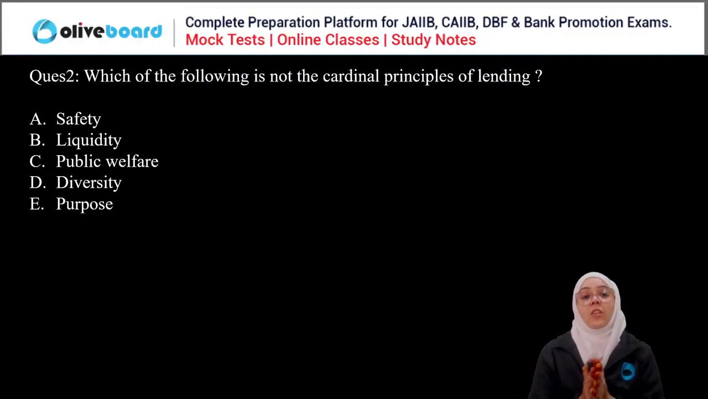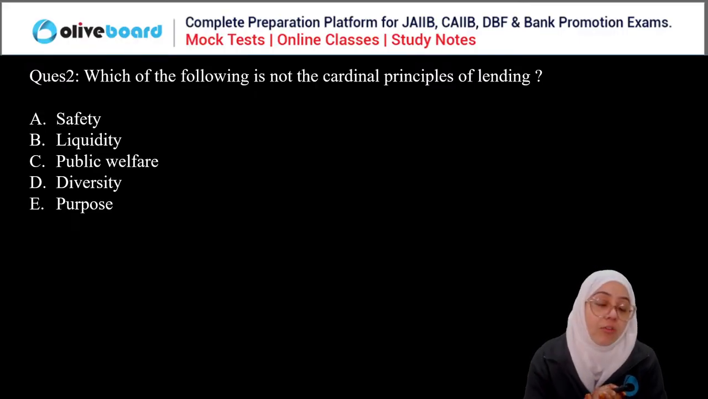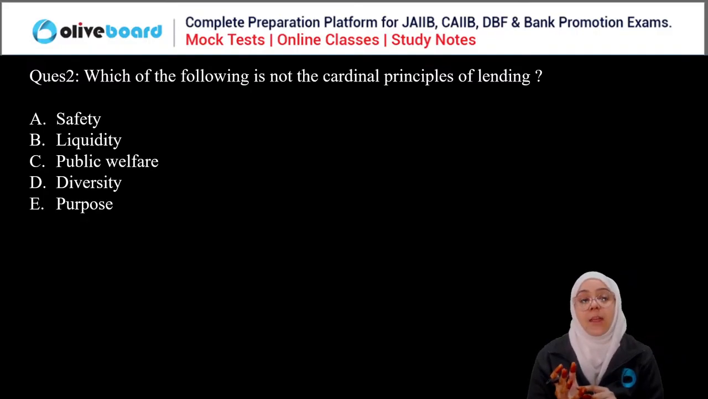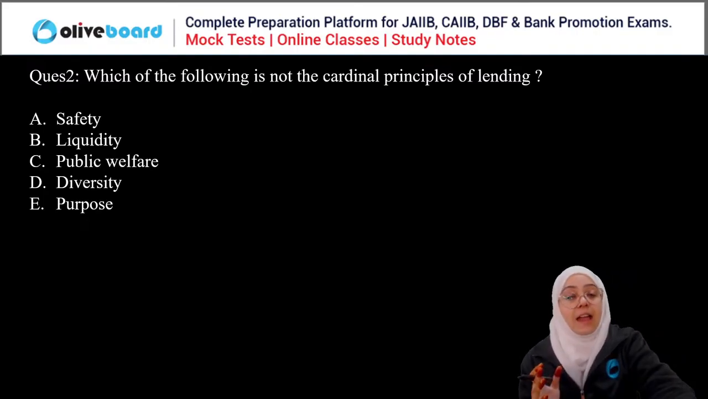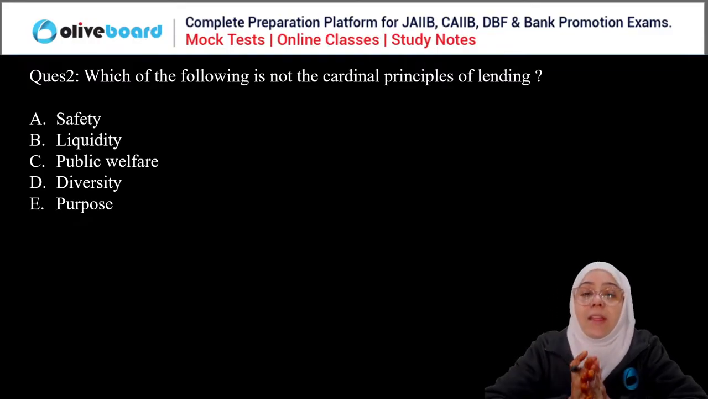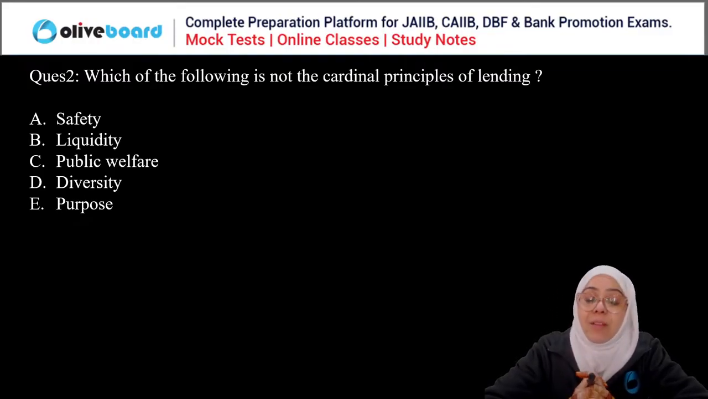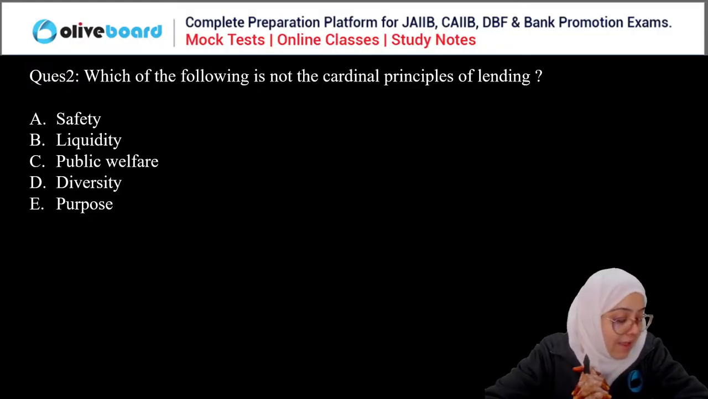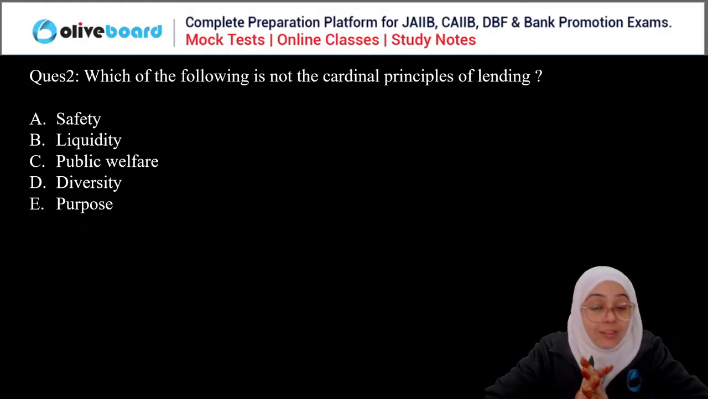So the very first question of the class is, which of the following is not a cardinal principle of lending? You'd remember I have told you the cardinal principles of lending: safety, liquidity, public welfare, diversity, and purpose. So you have to tell me which of the following is not a cardinal principle of lending. Everyone, please answer this question. So Sunil is saying D, diversity. Priya is saying C, public welfare. Rigved is saying C, public welfare.